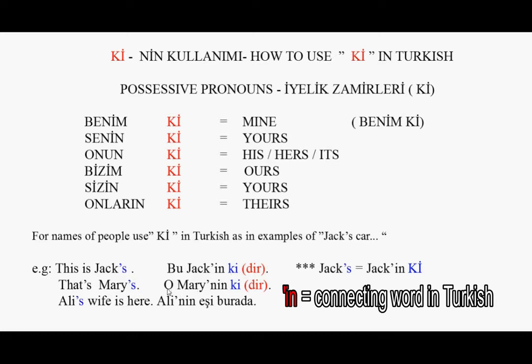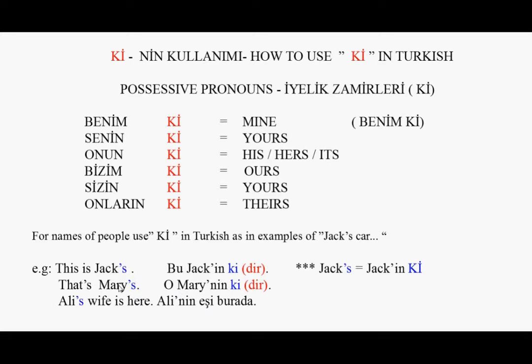Okay, guys. O Mary'nin ki. So that's Mary's. So there are two S's in English, guys. I just like to give you an example of what it means here: this shows the S is, and this shows the possessive pronoun in English. Alright, so for example here, Jack's, which is Jack'in ki. Or you can put a Turkish name as well. For example, Ali's, you can say Ali'nin ki. So don't forget to put the n as well, guys.